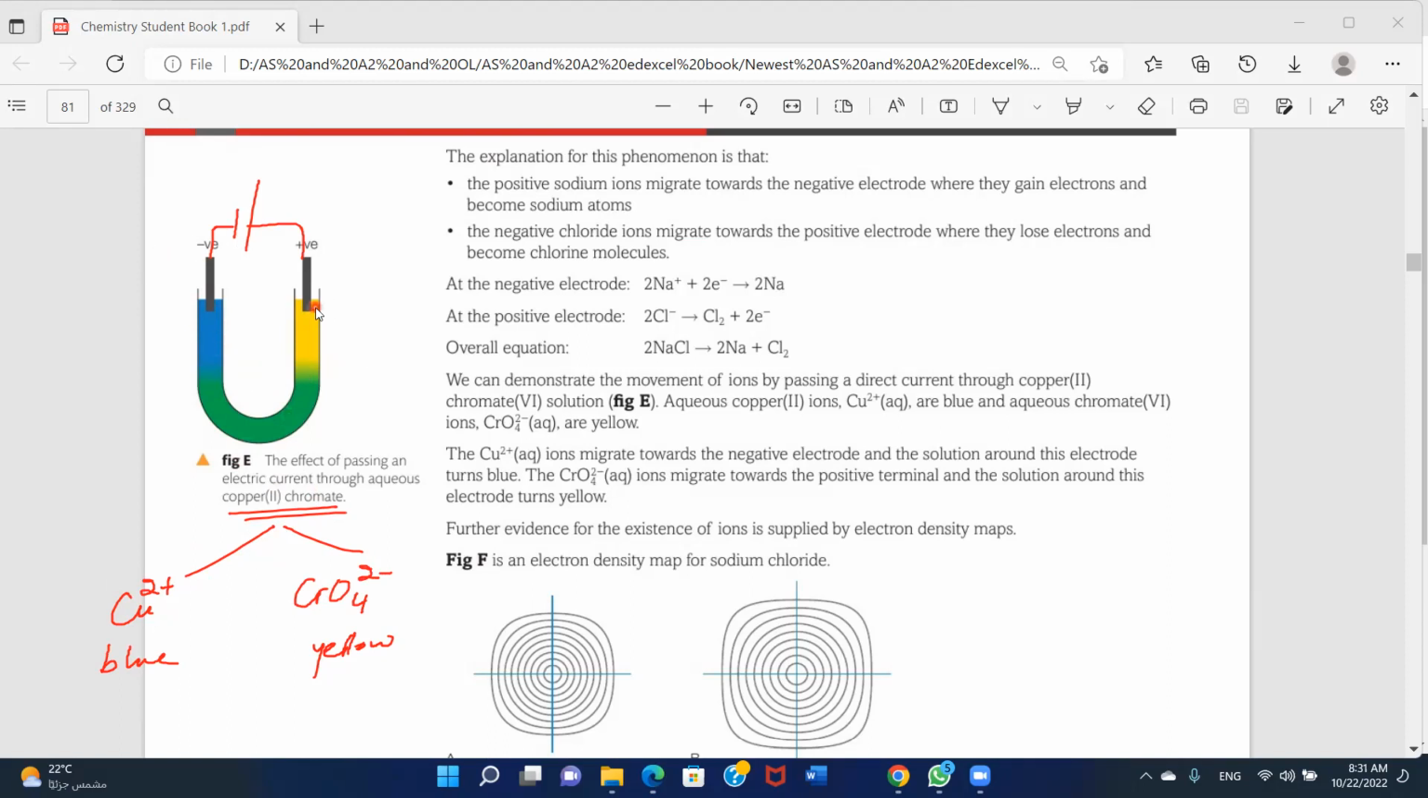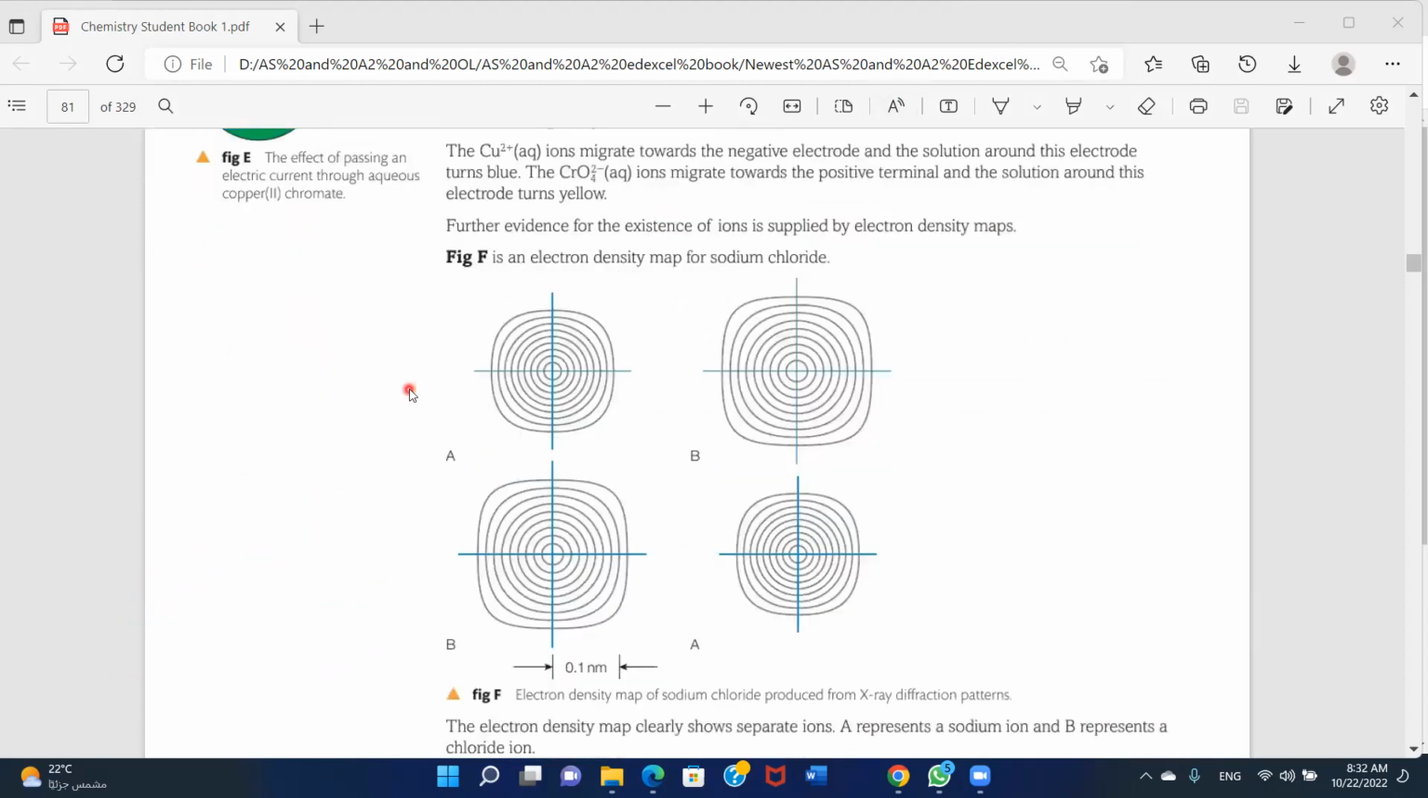As I told you, this came twice in exams, the chromate experiment. When we try to draw what we call a density map, they will always ask you about these electron density maps, especially in multiple choice questions, or sometimes even in structured questions, they say draw the electron density map. So we are going to express the ionic compounds in what we call an electron density map, and also the covalent compounds.